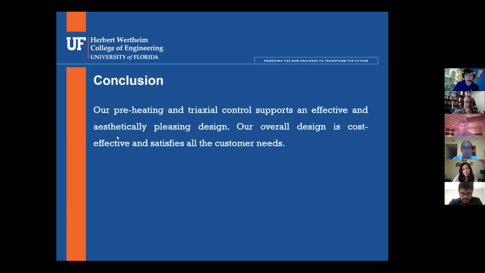In conclusion, our preheating and triaxial control supports an effective and aesthetically pleasing design. Our overall design is cost effective and it satisfies all the customer needs.